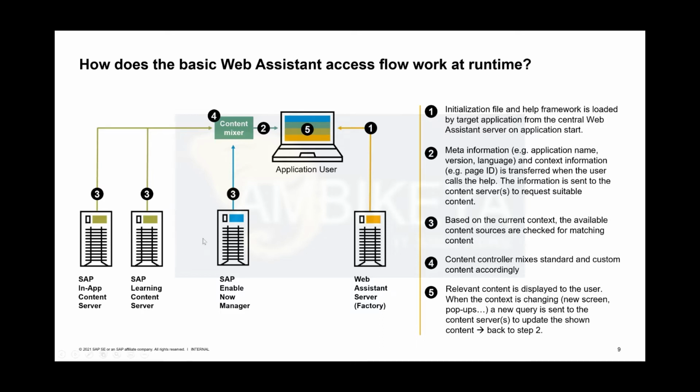So we got basically 5 servers involved. On that picture it is 4. It's the customer's Enable Now manager, the Web Assistant framework server, or one of the servers. Next slide. And the 2 content sources, one for the in-app help content, partly UACP, partly Enable Now, depending on the decision of the target application team, and the standard learning content server, which is always an Enable Now manager, where our standard simulations and standard book pages come from. And this all is mixed and presented.